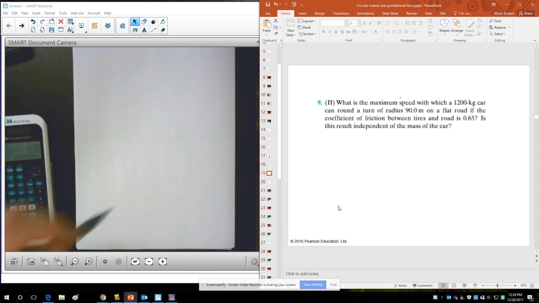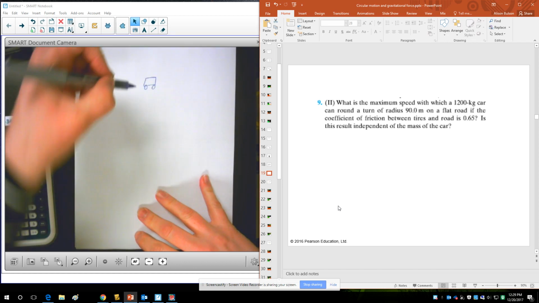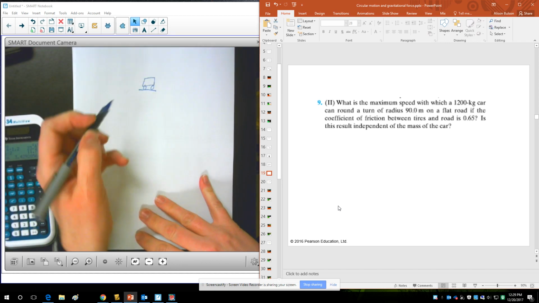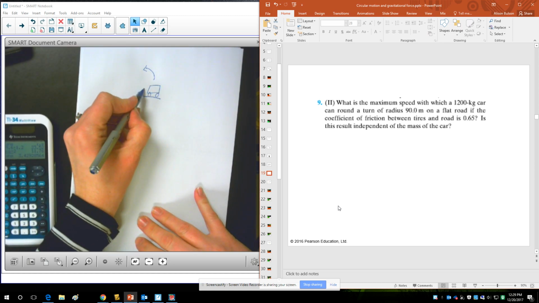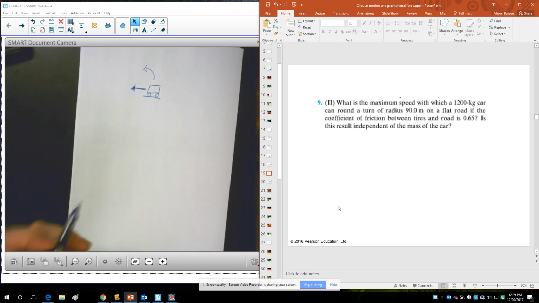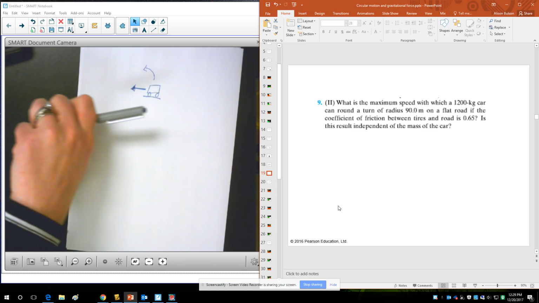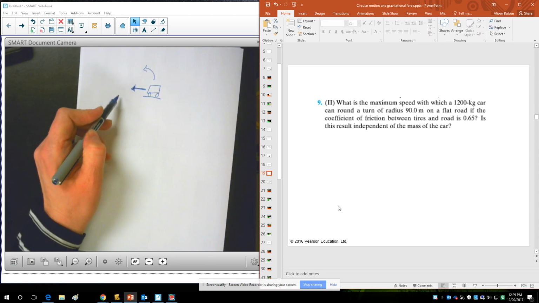So I can sort of imagine I'm looking at the back of the car here. There's the car on the road. And if the car is about to turn to the left, then the static friction on the tires, or the net friction force, needs to point in towards the center of the circle. So this car is going into the page and turning towards the left. Friction needs to be in towards the center of that imaginary circle.